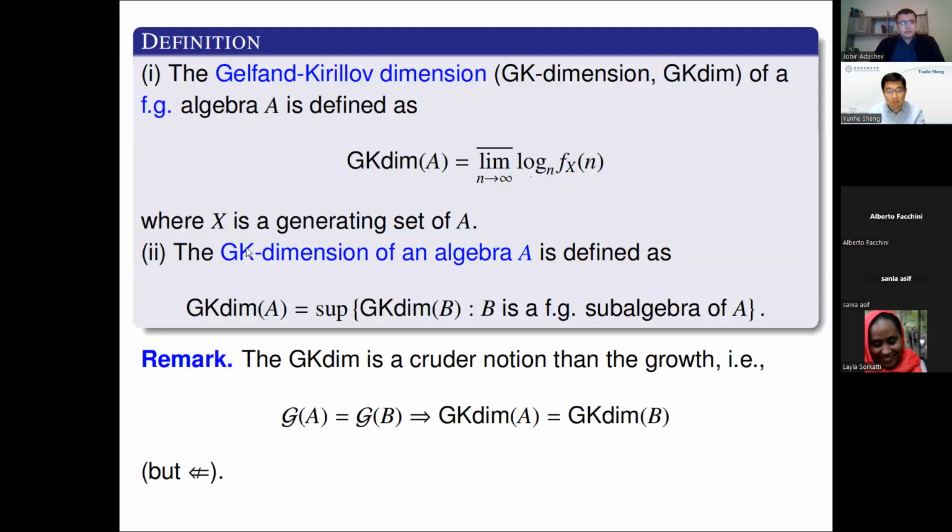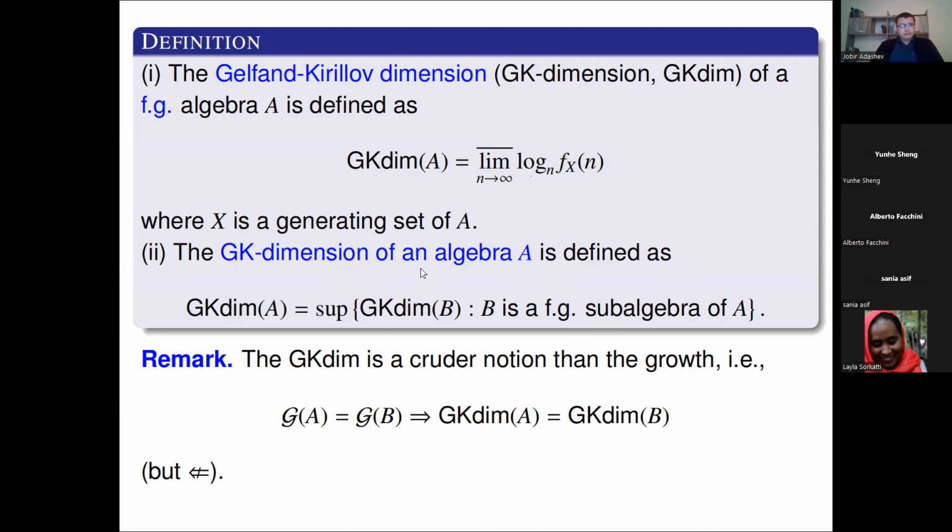This is a definition for a finitely generated algebra. For a general algebra, we can define the GK dimension of A as the supremum of the GK dimensions of finitely generated subalgebras, like this. So this notion is defined for any algebra. And here we note that the GK dimension is a coarser notion than the growth. That means if two algebras have the same growth, then they have the same GK dimension, but the other way around is false.